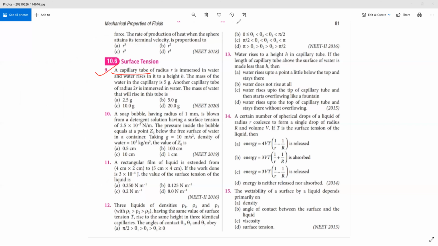9th one. A capillary tube of radius r is immersed in water and water rises in it to a height of h. The mass of the water in the capillary is 5 grams. Another capillary tube of radius 2r is immersed in water. The mass of water that will rise in this tube is, four options: 2.5 grams, 5 grams, 10 grams and 20 grams.